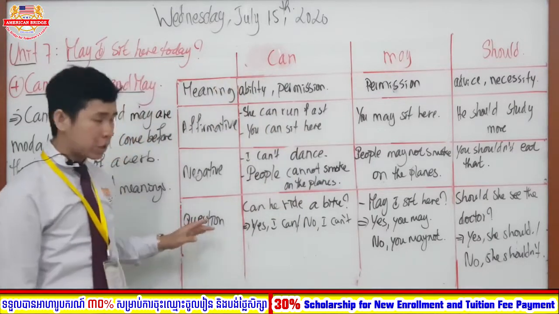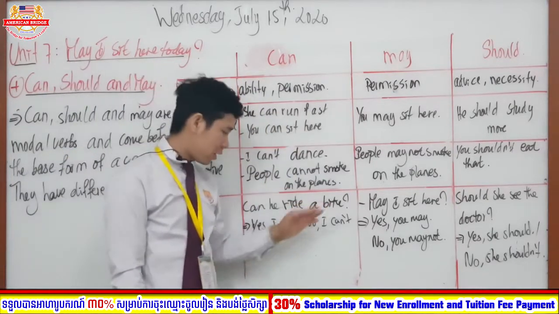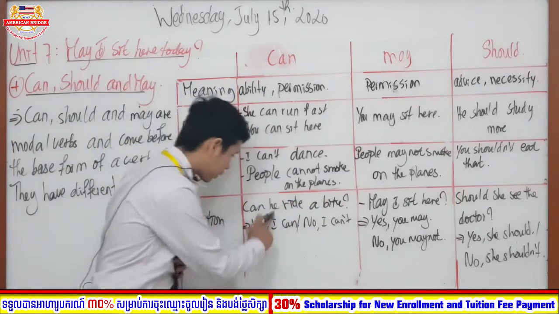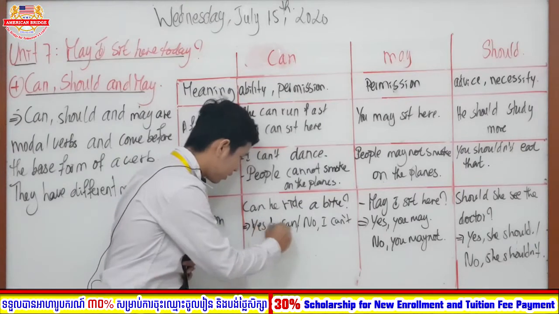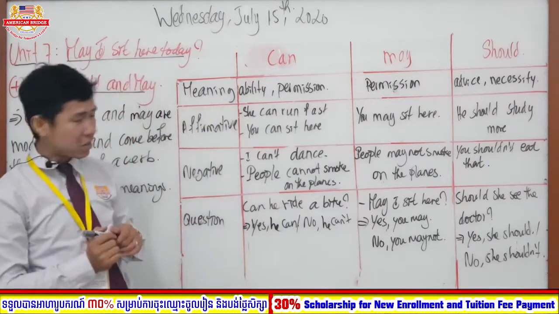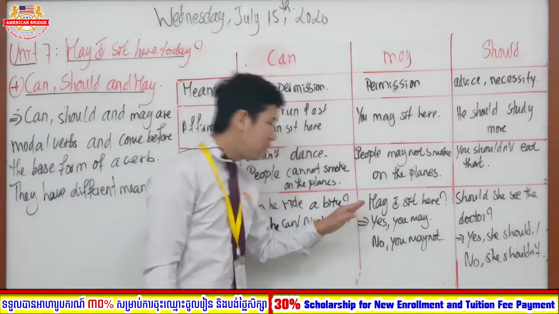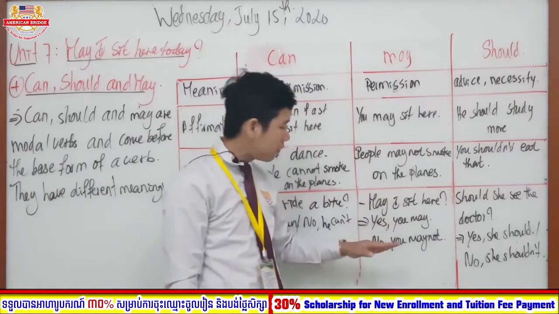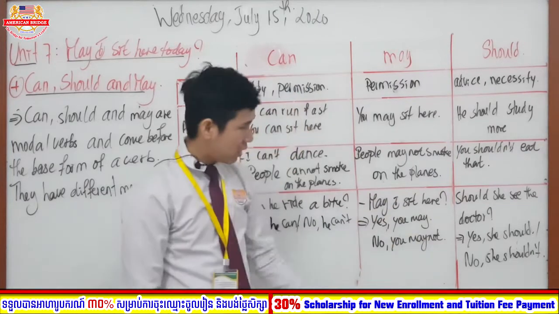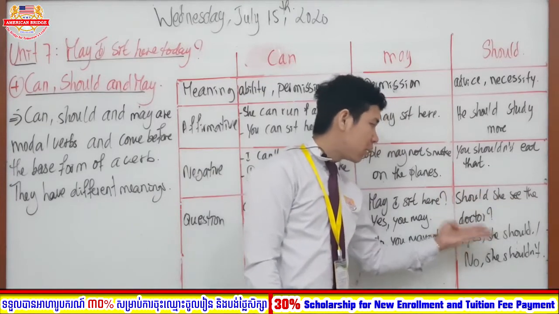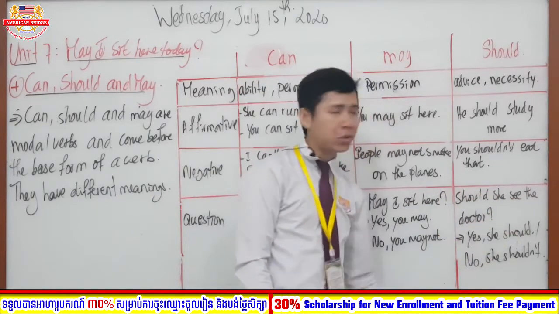However, let's move to the question. Can he ride a bike? Yes, he can. Oh, sorry, not yes, I can, right? Yes, he can, and no, he can't. Okay, so this is the answer. And in May I sit here? Yes, you can. Yes, you may, and no, you may not. And should, okay, should she see the doctor? Yes, she should, or no, she shouldn't.